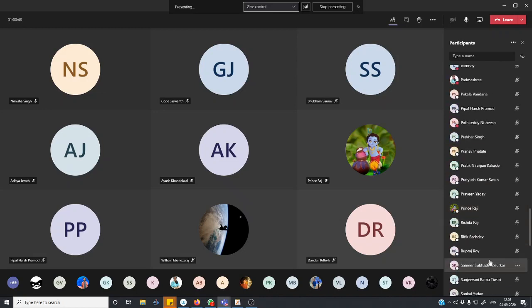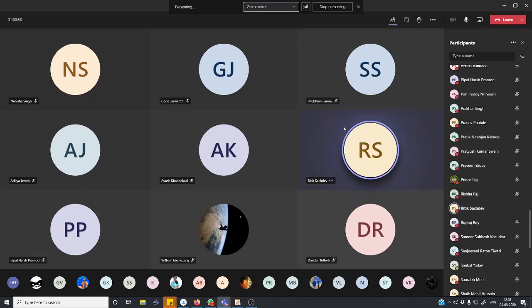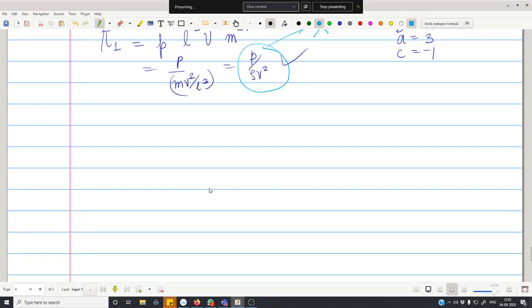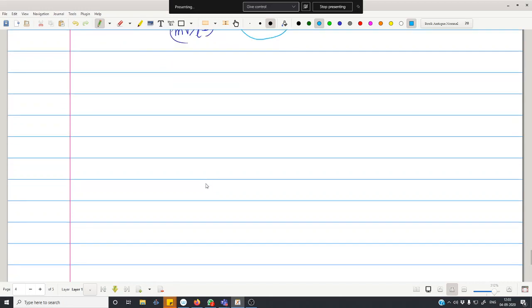Okay, let's ask someone. Ritik Sachdev. Yes, sir. So can you help us do this? A is equal to -2, B is 1, C is 1. Very good. But don't just tell me the answer. Let us do the entire working.